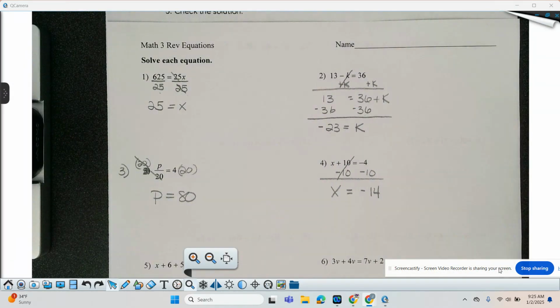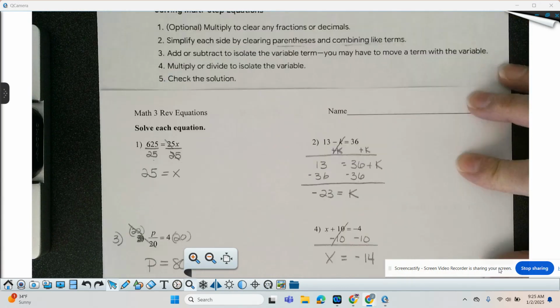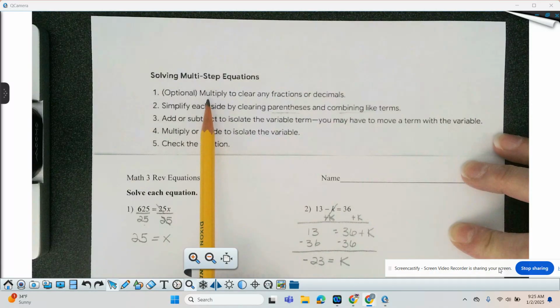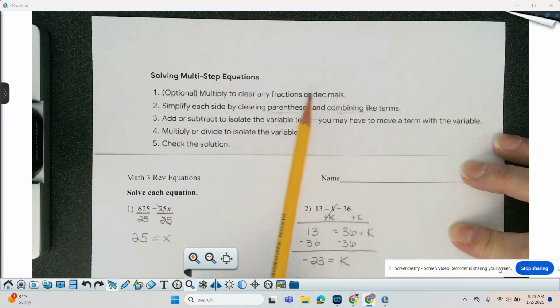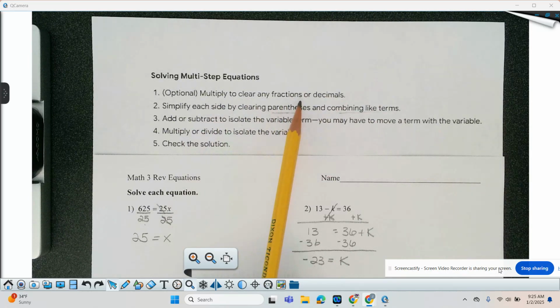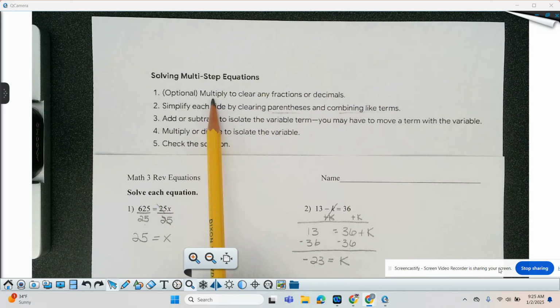All right, so those were just the easy first one-step problems. Now we're going to get into our multi-step problems. So again, we're going to quickly look back here. We're going to make sure that if we have a fraction or a decimal, we're going to multiply, or divide, I'm sorry. If you have a fraction or a decimal, you're going to multiply to clear out those fractions or decimals.